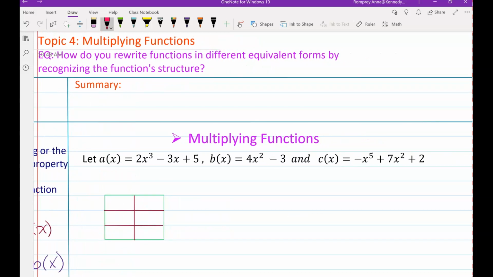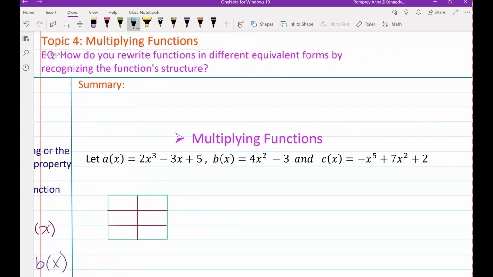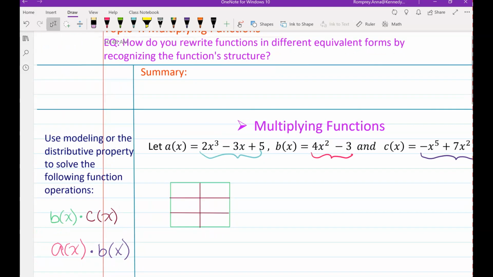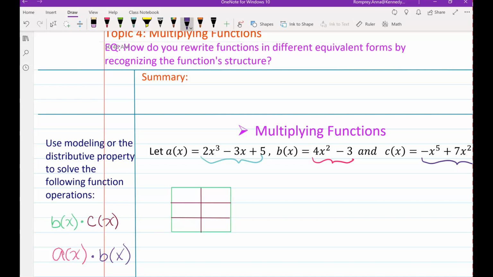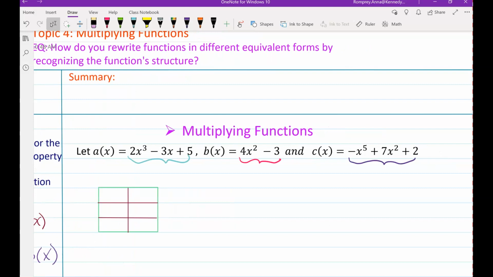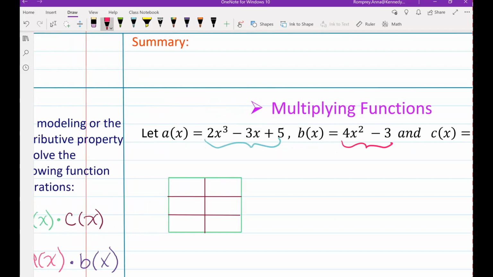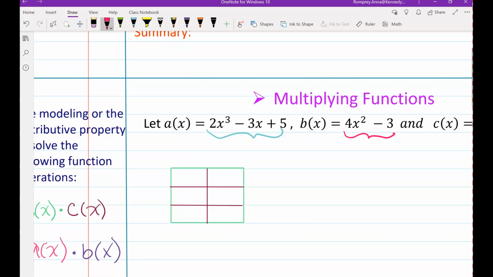So let's see, we're given three different functions. We've got a of x, b of x, and c of x. Okay, so the first one wants us to do b of x times c of x. So I'm going to use modeling for this example. So b of x is 2 terms times c of x, which is 1, 2, 3 terms. So I'm going to set up a 2 by 3 box. And yes, you could definitely do a 3 by 2. That would work as well.